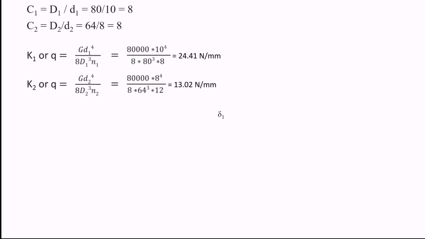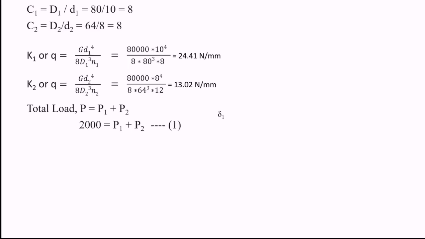Now as small d, capital D and C are known to us, we can find out the stiffness of each spring. So using the relations for stiffness, I can find out the stiffness for both the springs as 24.41 and 13.02 Newton per mm respectively.